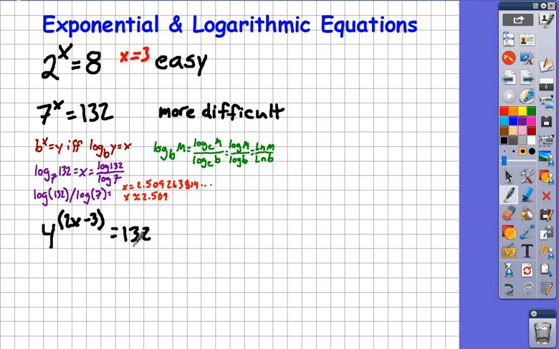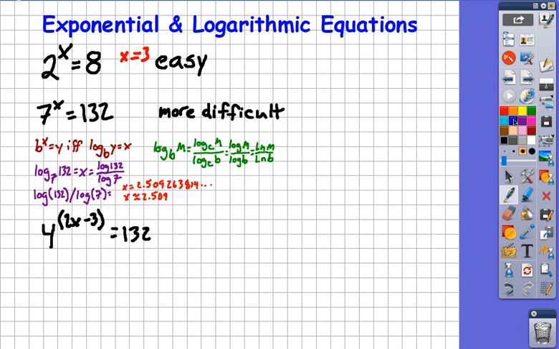So now we're trying to find 4 to what power is 132. No longer is it 7. So this is a different problem altogether. And our variable is in the power, but it's a whole expression. So what we're going to do here, again, this is in exponential form. Let's rewrite it in logarithmic form and see what we get.